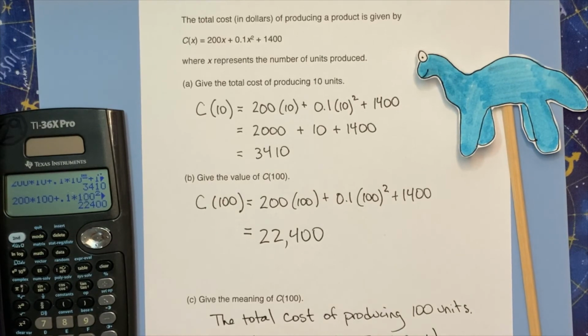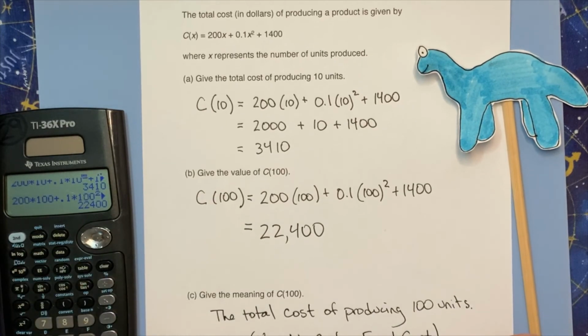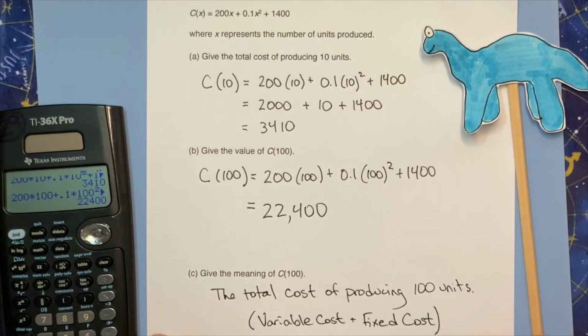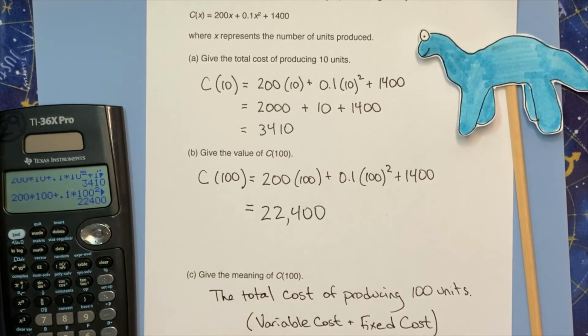So it's the total. Oh, you can't see that. That's exciting. Let me see if I can squish this up a little bit. There we go. The variable cost plus the fixed cost. So this is the total cost for producing 100 units.